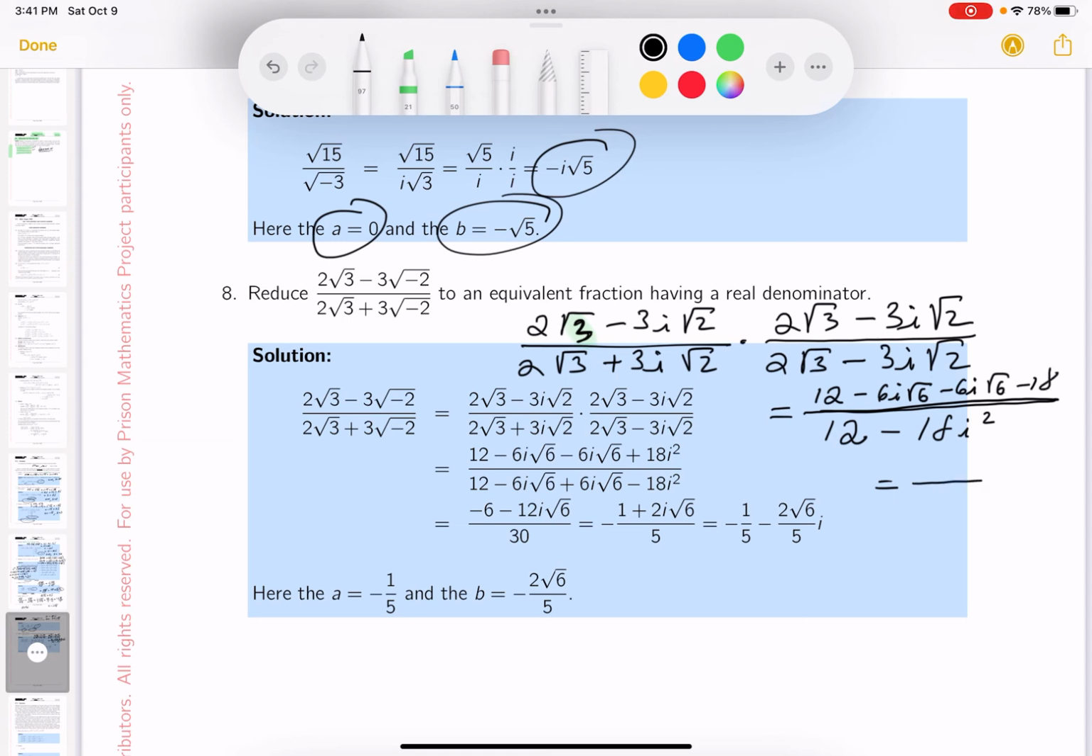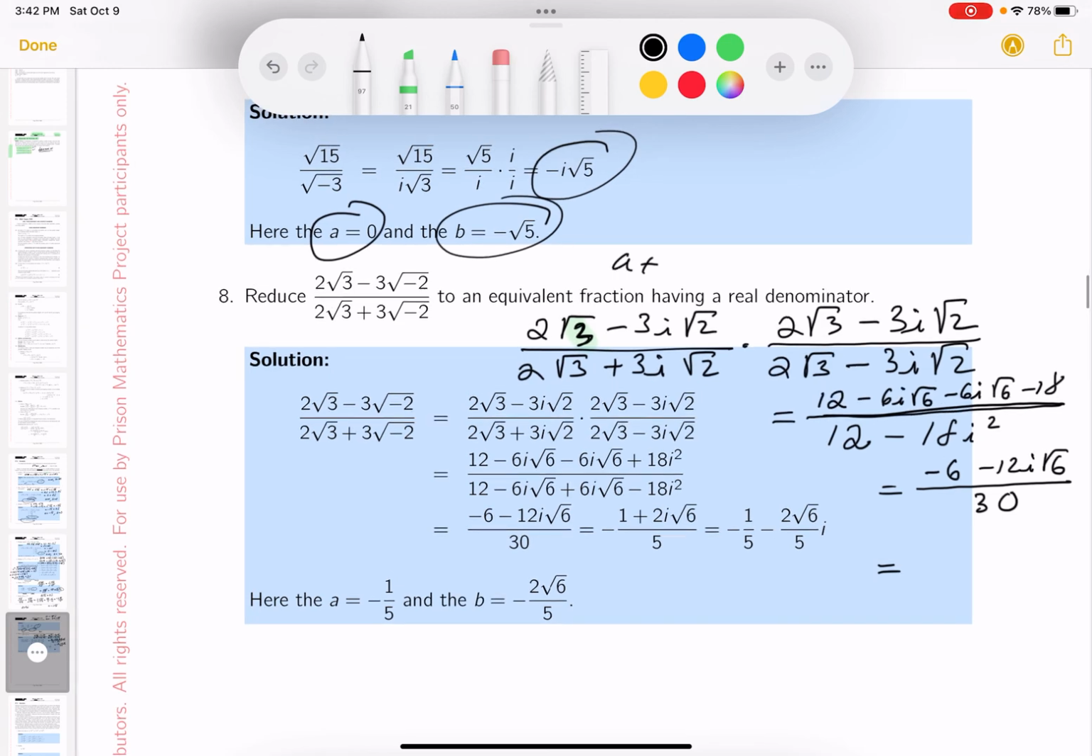All right, I'm going to do it now. The bottom is 30. Again, 12 minus 18 is going to be 12 plus 18, which is 30. And I get 12 minus 18. That's going to be minus 6. And then I get minus 6i minus 6i is minus 12i root 6. And remember, we're going to try to simplify this thing if we can. And we're going to try to get in that form a plus bi.